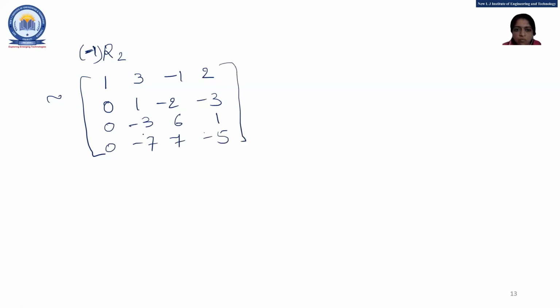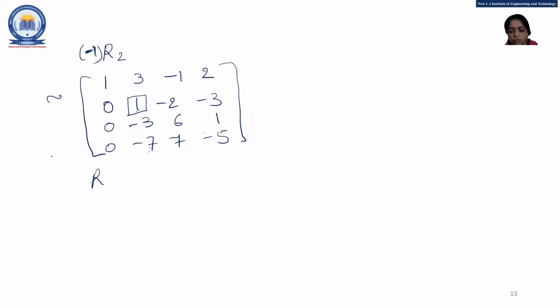Okay. Now, what is our next move? Our next move is, this is our leading element for the second column. So we have to convert the below elements into 0. So below elements are what? -3 and -7, right? So I'm going to apply the operation in the third row and fourth row.